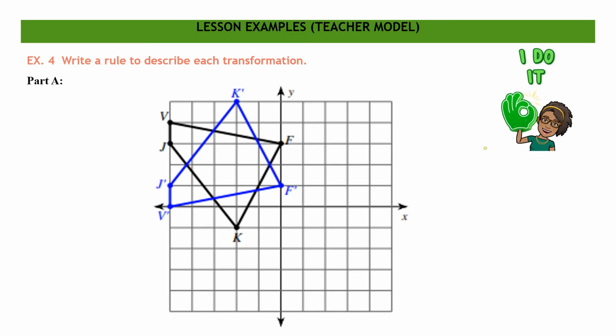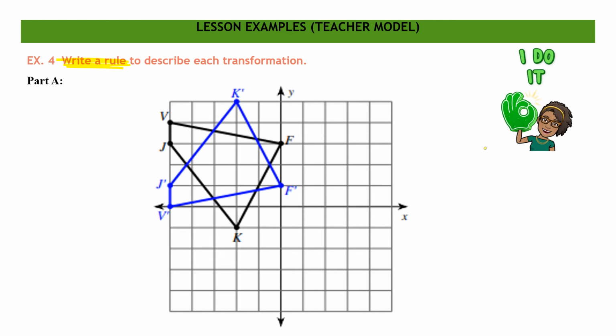All right, example 4. Example 4 says, now we're going to write a rule to describe each transformation. So the difference between example 4 and example 3 is now we're trying to find the rule. In example 3, they gave us the rule. Now we're trying to find what that rule is. But does that change how we approach this problem? No, we are still going to use the definition of what a reflection is.